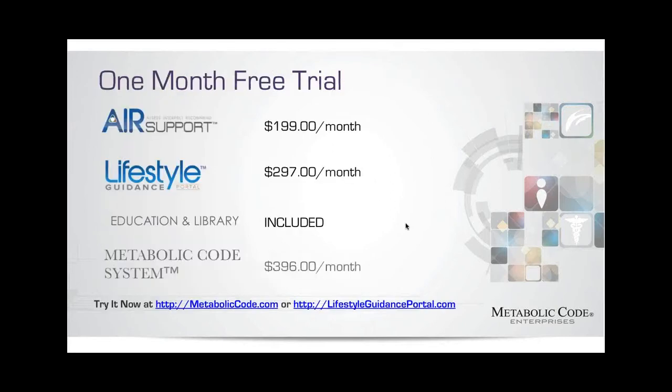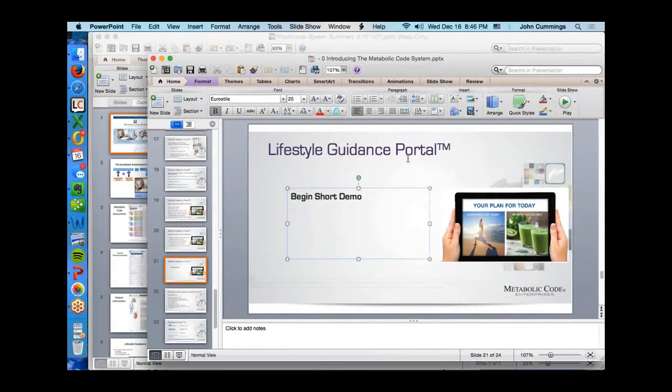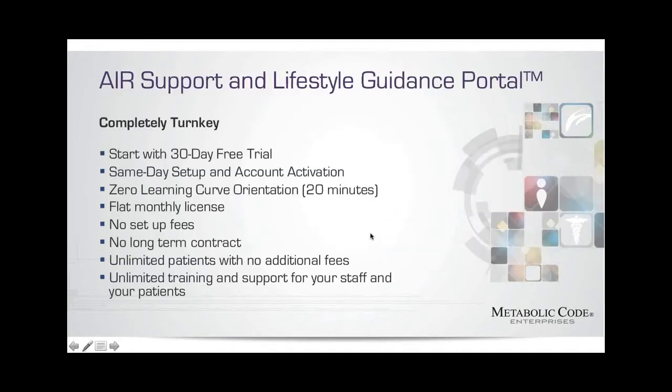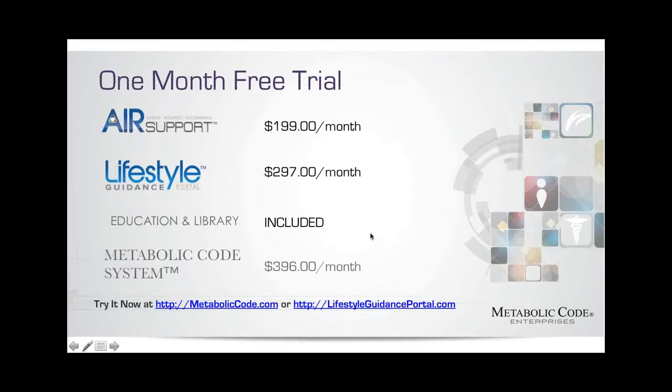And then if you decide to keep it, you'll pay $199 a month for Air Support or $297 a month for Lifestyle Guidance Portal. But with this offer, we're going to actually reduce the Lifestyle Guidance Portal to $249 a month, and Air Support, although I think I may have screwed up that slide, is actually only $99 a month when you bundle it with the Lifestyle Guidance Portal. So the total cost to have both systems is going to come out to $348 a month, even if you want both of those and you want to try those both for free.